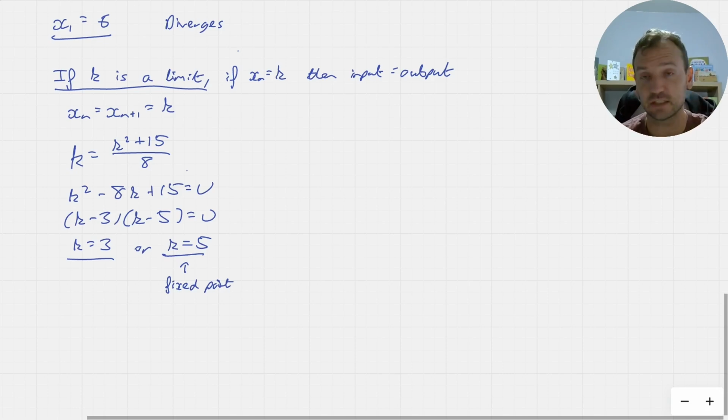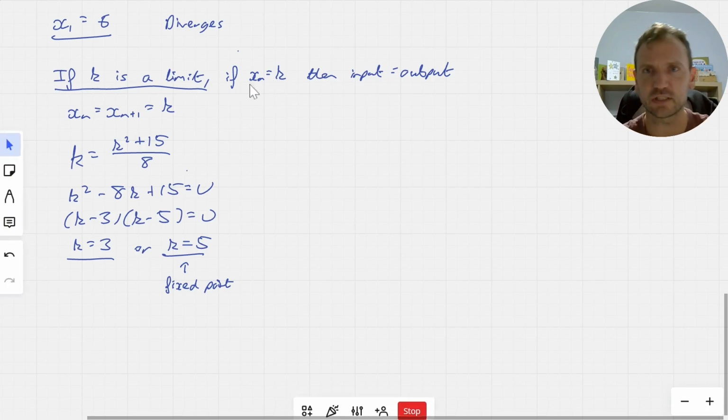There is language to describe these which you don't really need to worry about. 3, we'd say, is a stable fixed point because points around that go towards 3 and still have a limit of 3. 5 is an unstable fixed point. If you try starting at 5.01, you'll find it diverges. If you try starting at 4.99, you'll find it goes towards a limit of 3. So 5 can be a limit, but it's only one special case of our starting values where we get that.